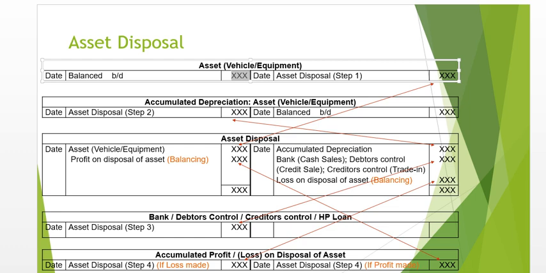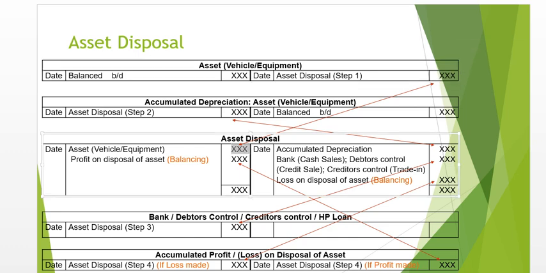So we do not have this vehicle, this asset anymore. So we need to take it out of our asset account. And we do that by taking it to the credit side because that decreases your asset. So if we credit our asset account, then that means we will debit our asset disposal account.